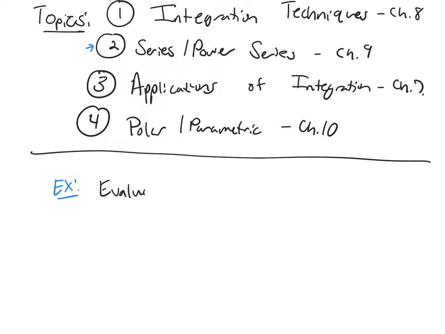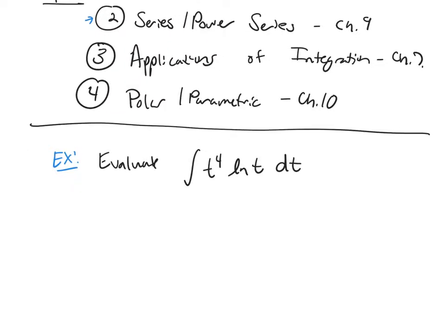Let's evaluate the integral of t to the 4th ln t dt. So here notice that we have a product of two things. So we're going to use integration by parts here. So just as a reminder, the formula is the integral of u dv equals u times v minus the integral of v du.